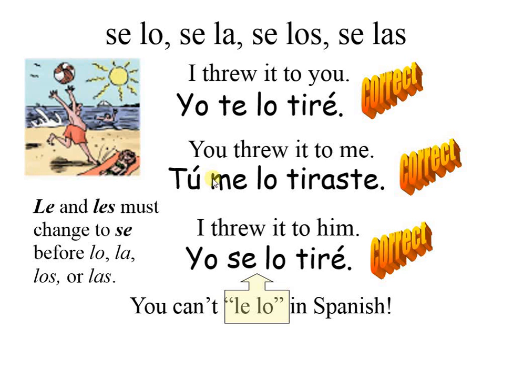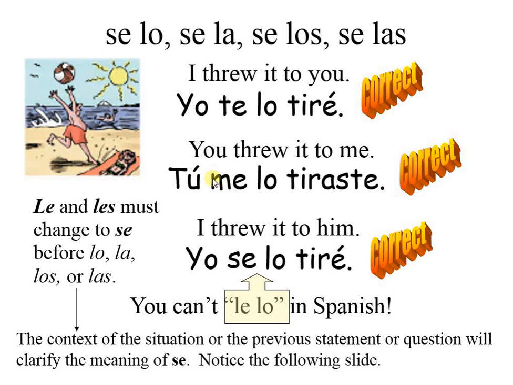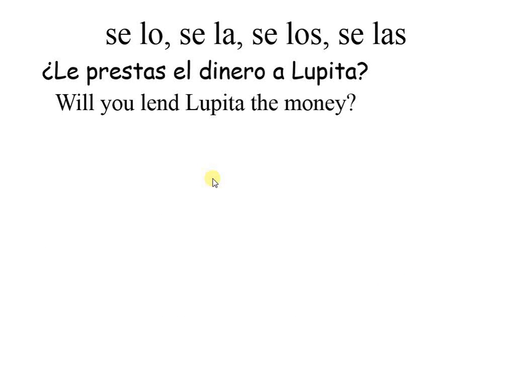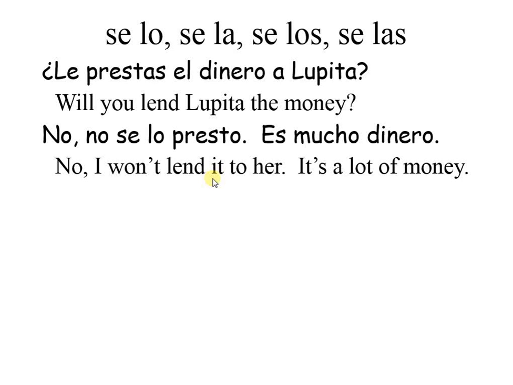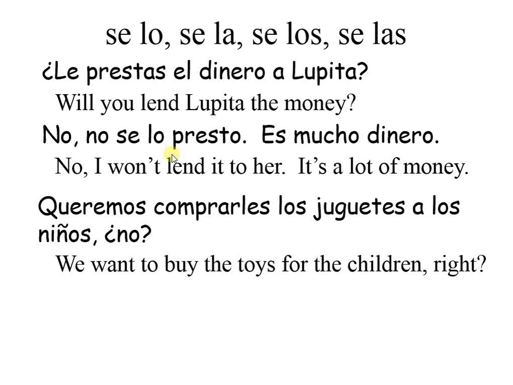Le and les must change to se before lo, la, los, or las. The context of the situation or the previous statement or question will clarify the meaning of se. Notice, ¿le prestas el dinero a Lupita? No, no se lo presto. Es mucho dinero. So this se here is to whom? To Lupita. Originally, we would have a le here, but because we have le plus lo, it doesn't exist in Spanish. You eliminate the le and you place a se before lo.